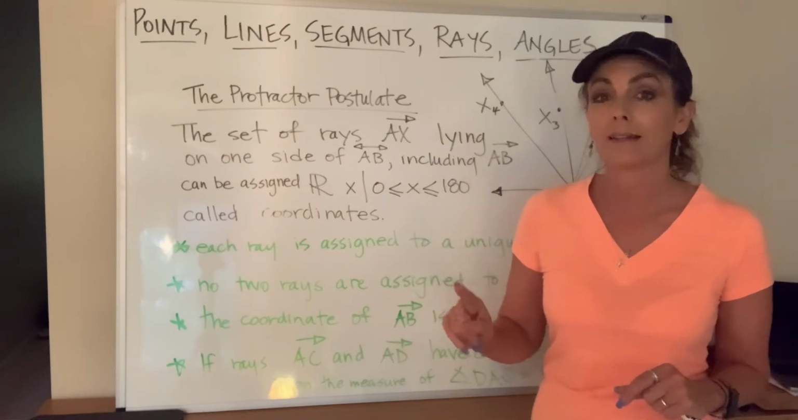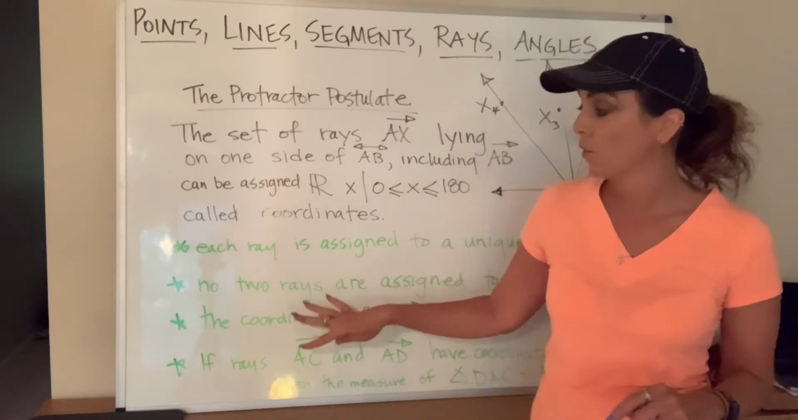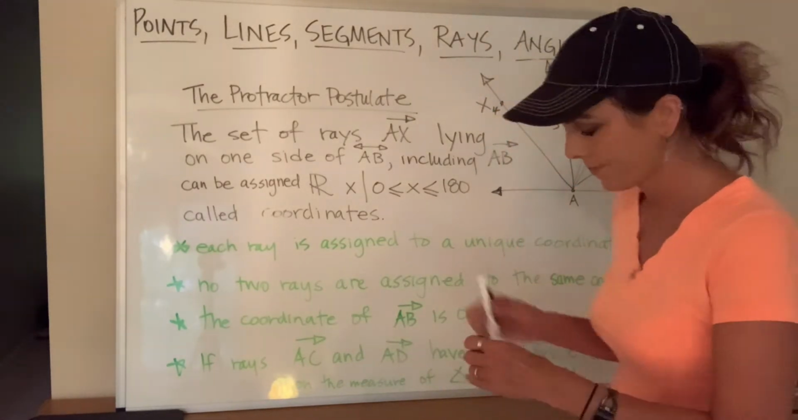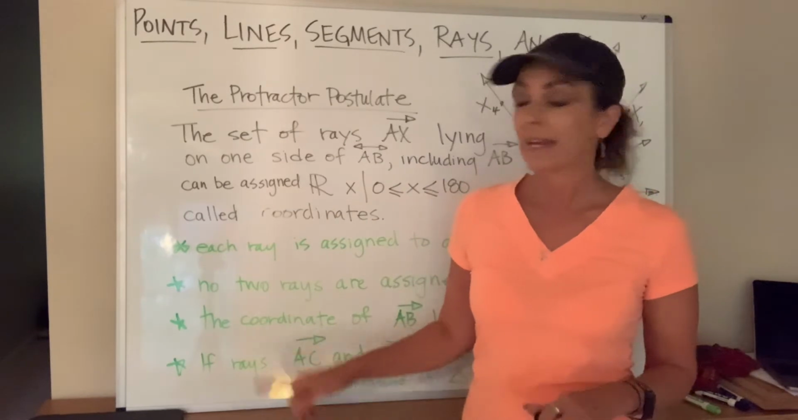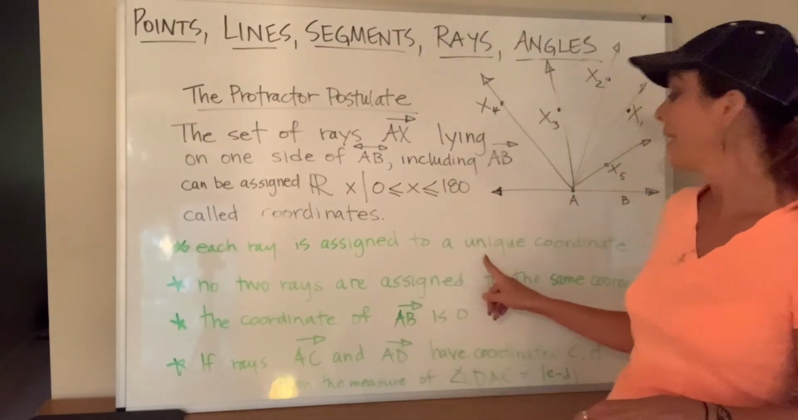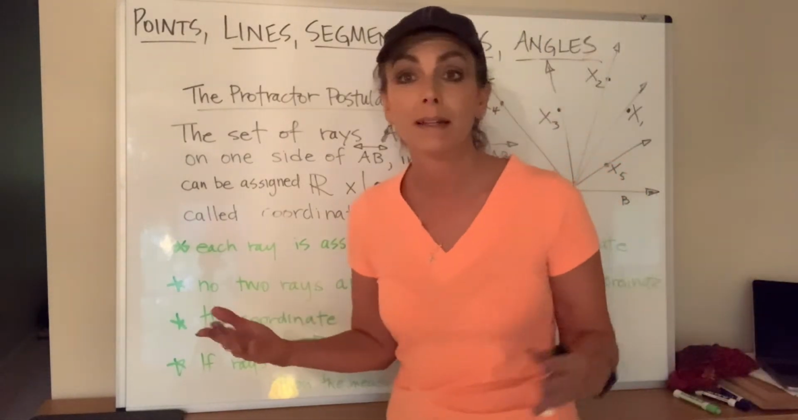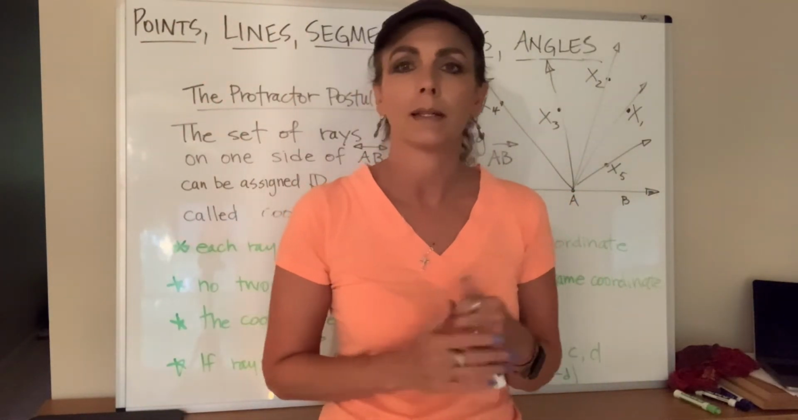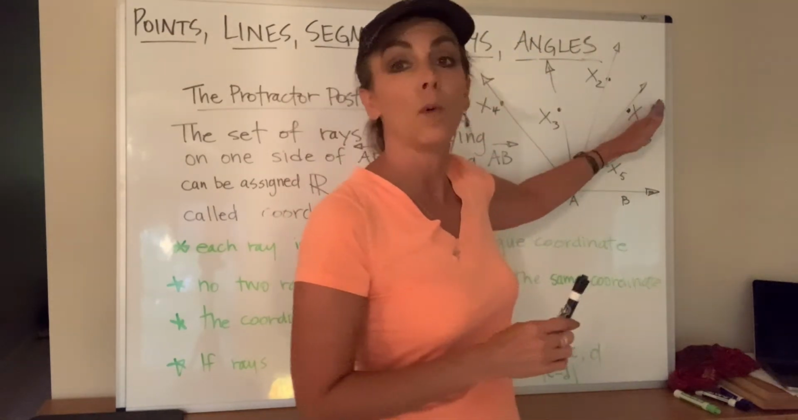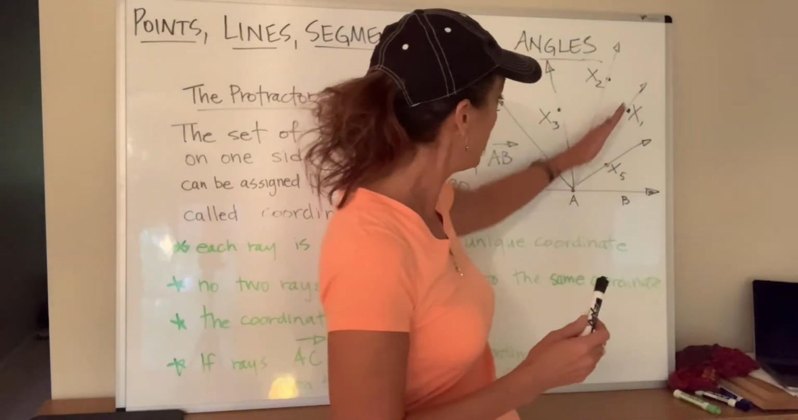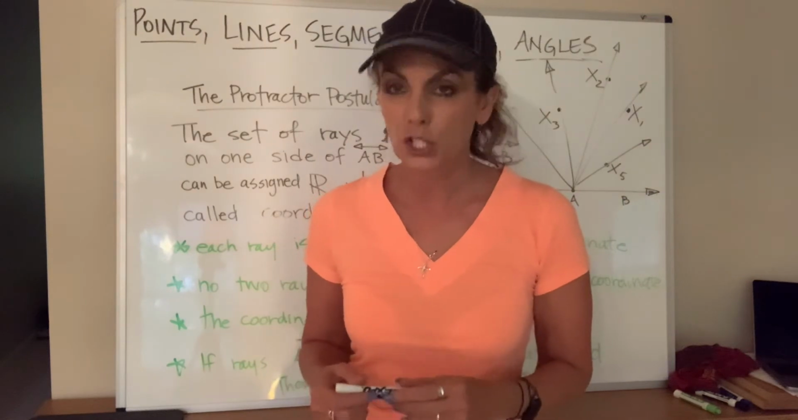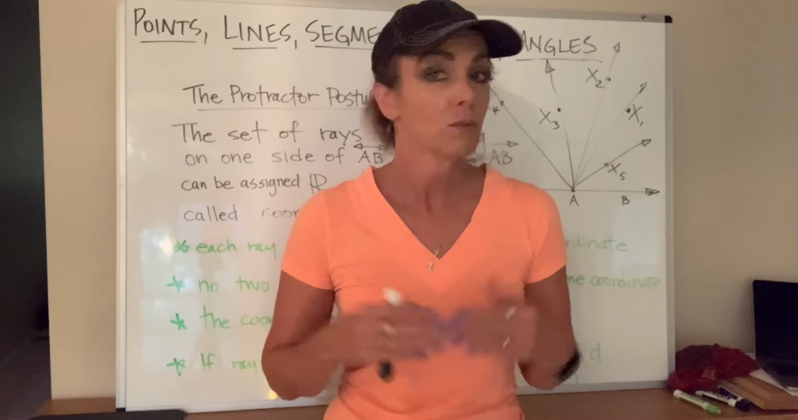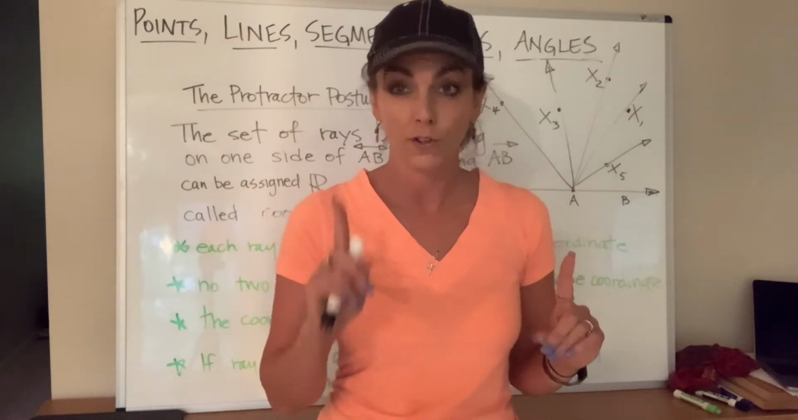We can make these assignments so that these four conditions hold, okay? We can say that each ray is assigned to a unique coordinate, okay? That means that each ray is going to go through one value, one and only one. Let's say x1 goes through 70.2, okay? Then it's only going to go through 70.2, nothing else, okay? So that's the first condition.